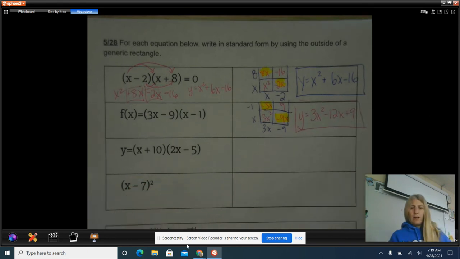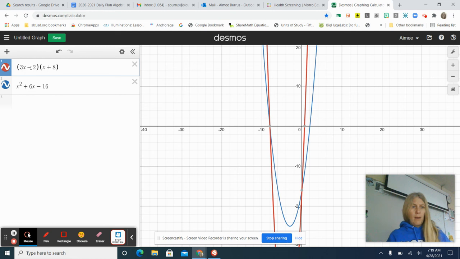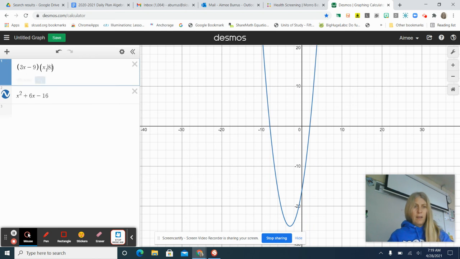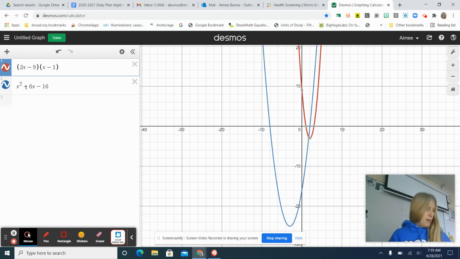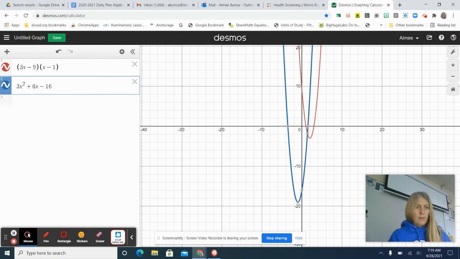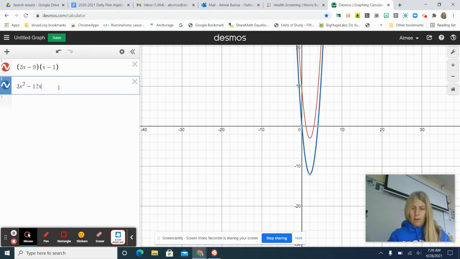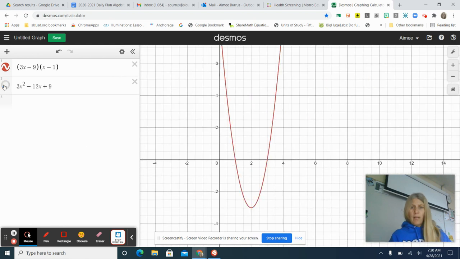Okay, and then we can go ahead and check those answers once again. We have a 3x minus 9 and an x minus 1. Okay, and then our answer was 3x squared minus 12x plus 9. And as you can see, we are correct. The reason we know we're correct is because those parabolas are right on top of each other.